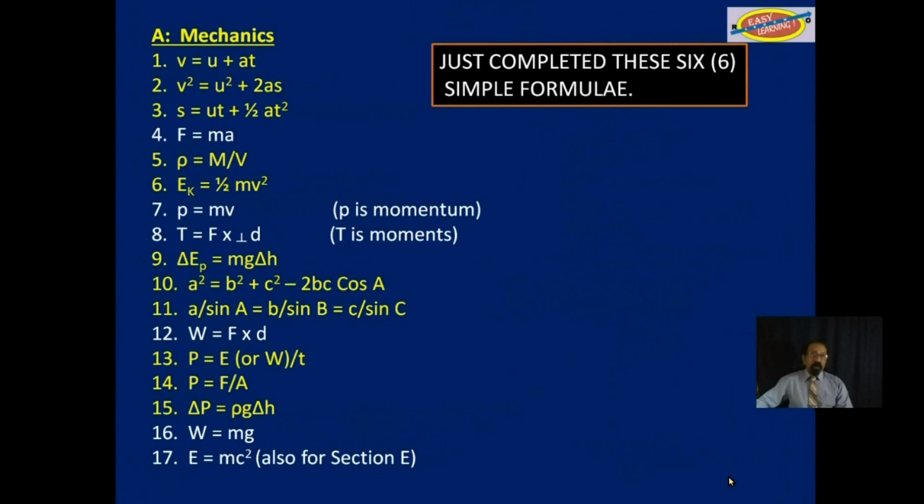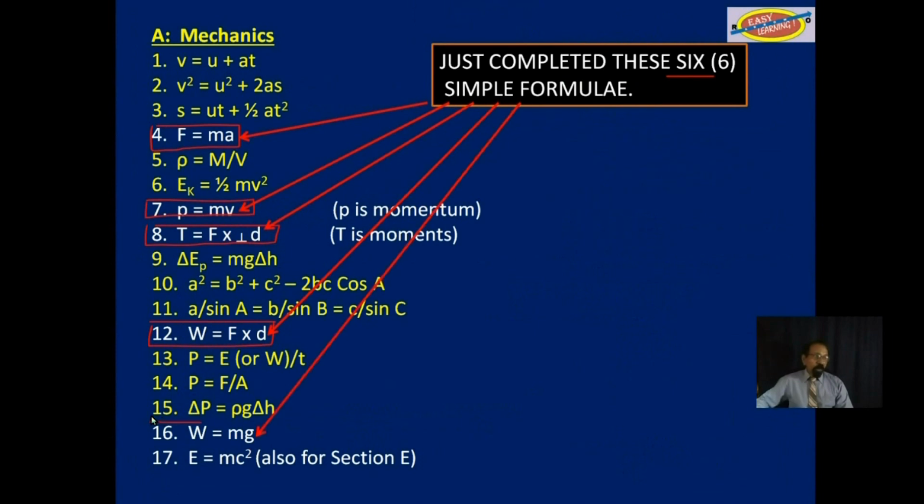So we have just completed these 6 formulae. That one, F is equal to ma. Momentum is equal to mass times velocity. Moments is equal to force times perpendicular distance. Work is equal to force times distance. Weight is equal to mass times gravity. And E, energy, is equal to mass times the speed of light squared.